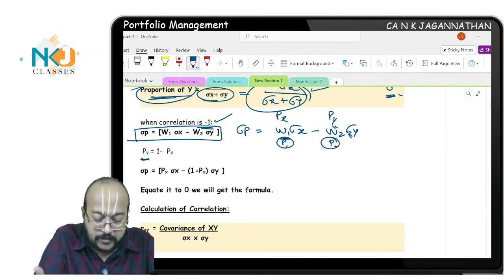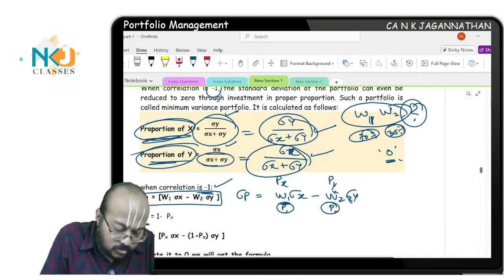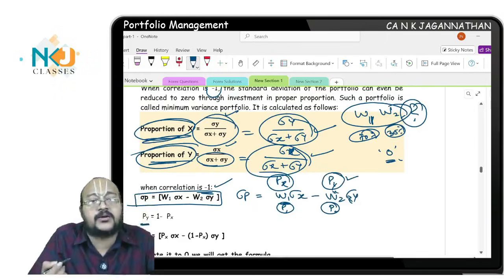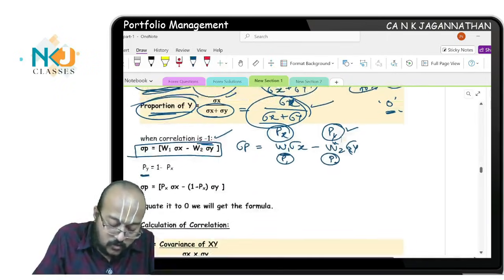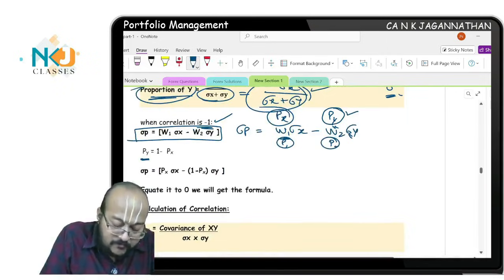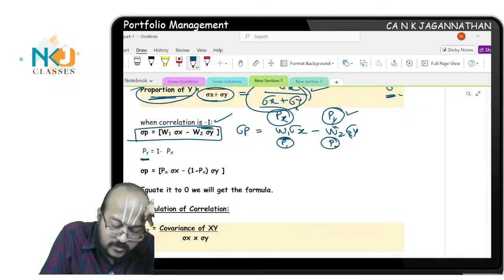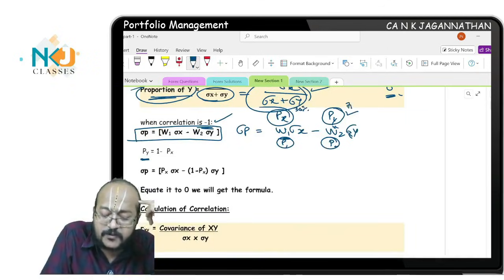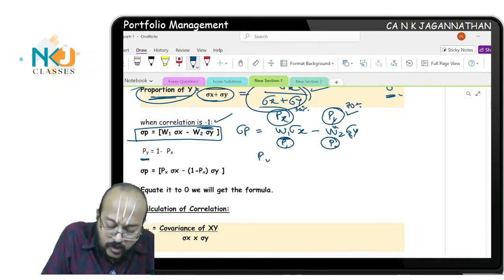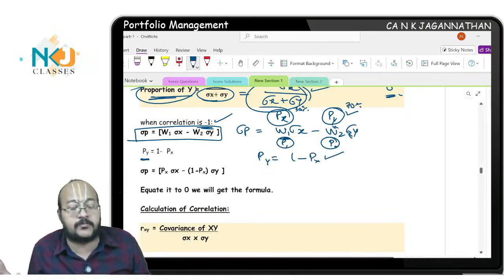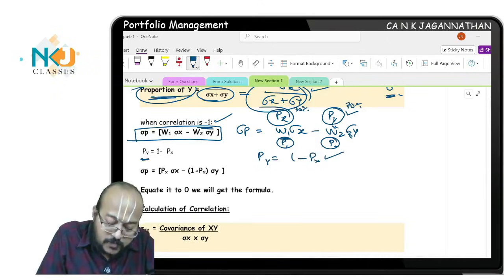Are you all understanding what I am trying to say? Here, the proportion of X I summarize as PX, and the proportion of Y I call PY. How to find out? See, very simple. There are only two securities in the portfolio, which means if you invest 30% here, it is 1 minus 30, 70%. Like this, PY is equal to 1 minus PX. This you agree? Two security portfolio, the cumulative value is 100%. PY is nothing but 1 minus PX.